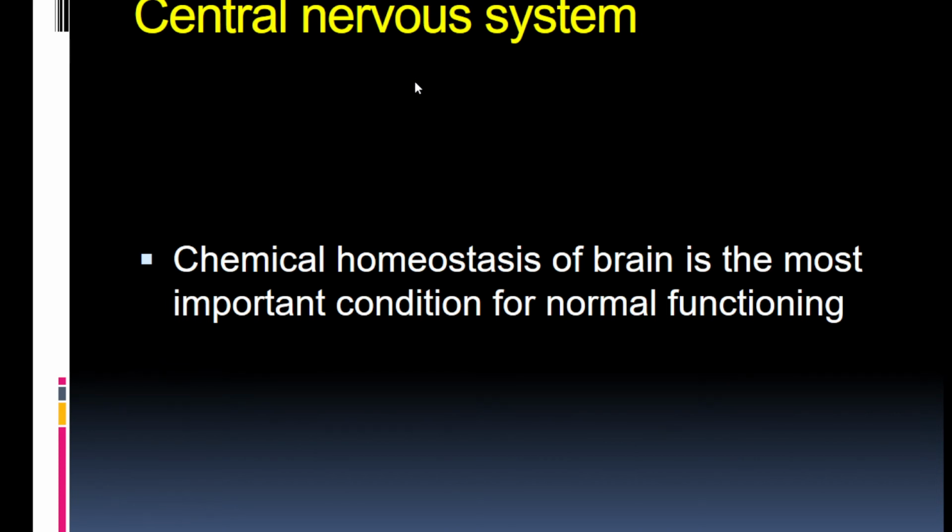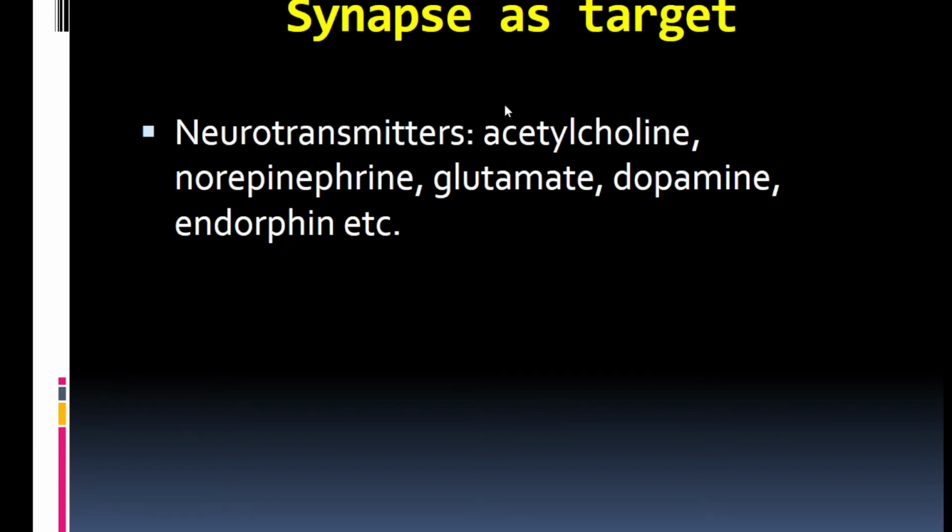It needs to be said that for the central nervous system, chemical homeostasis plays a very important role for the normal functioning of our nervous tissue. That's why different factors can change processes in nervous tissue, and the synapse is a very targeted structure for the action of different pollutants.